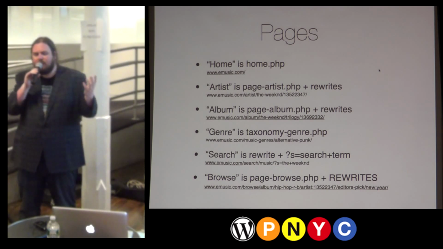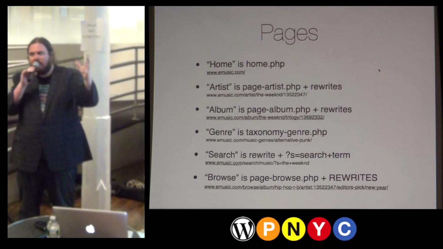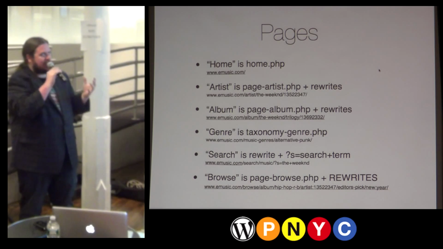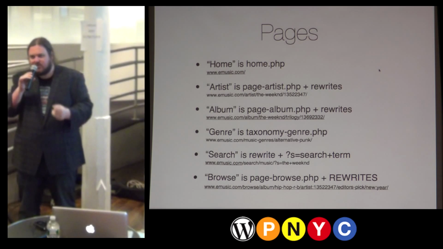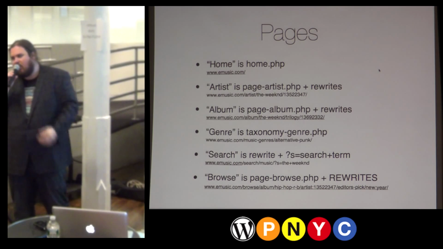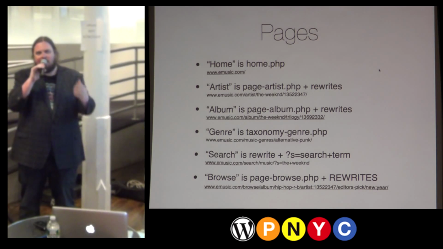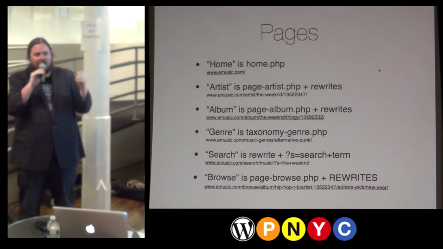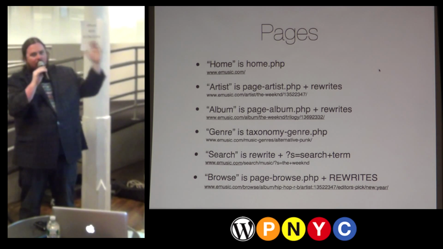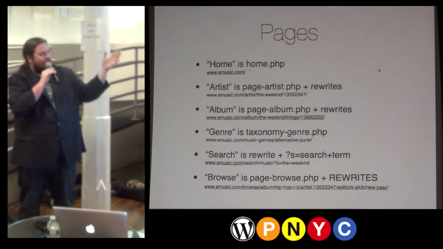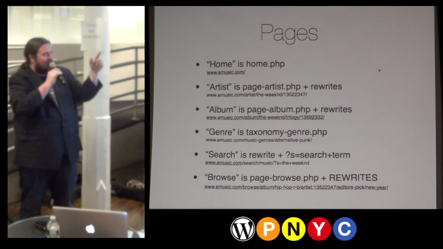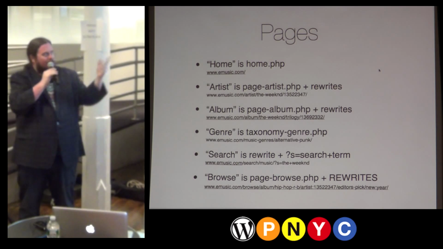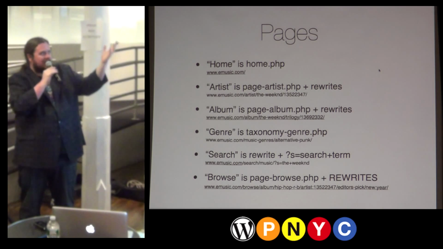Genre, which was the page that's similar to the home page, curated by editorial, is just a taxonomy. A tag is a taxonomy, and genre is a taxonomy for us. So all these genres that we have in eMusic land are actually mapped to genres in WordPress. So when you go to emusic.com/music-genre/alternative-punk, we're going to go to our taxonomy-genre.php template.